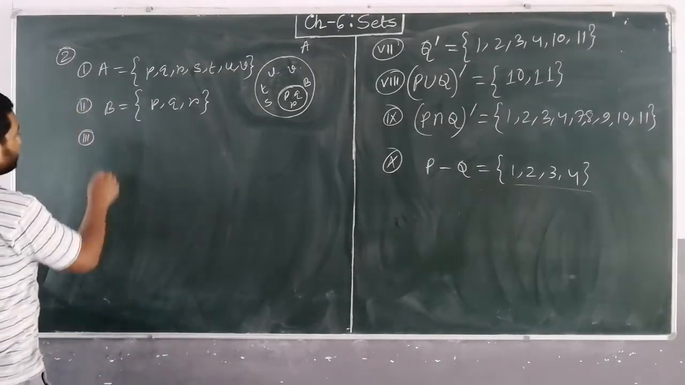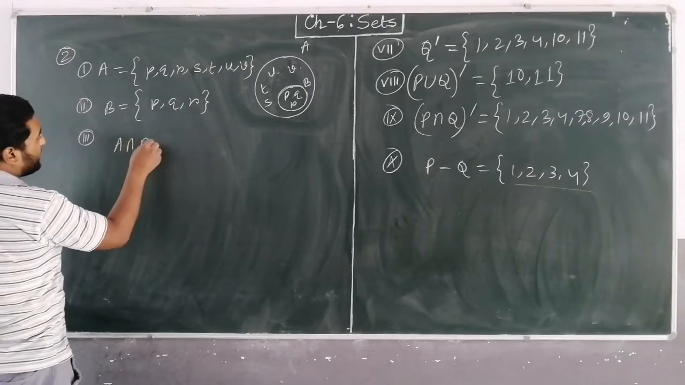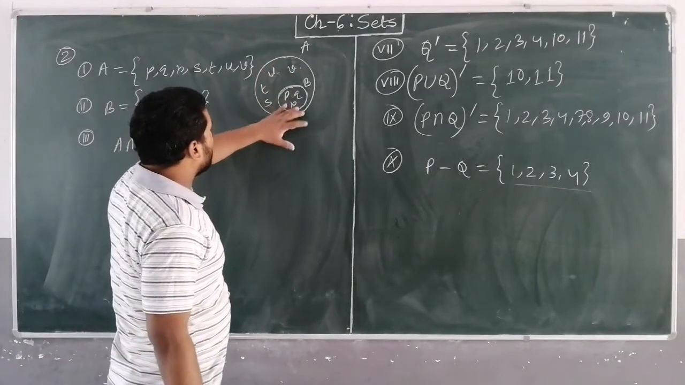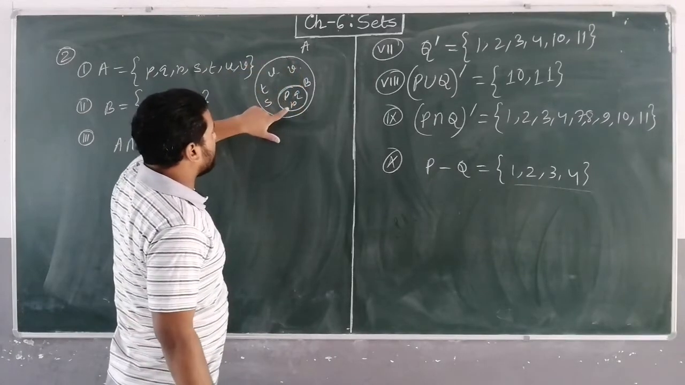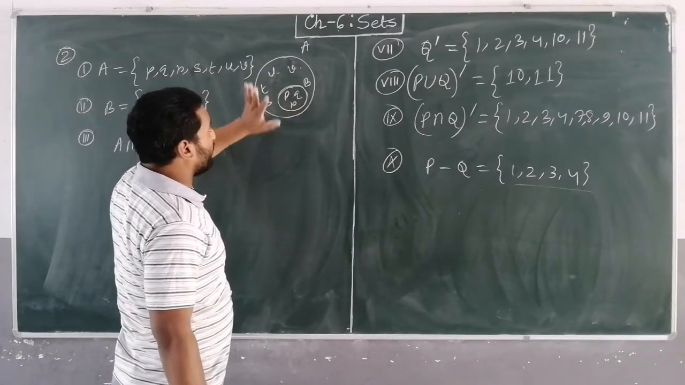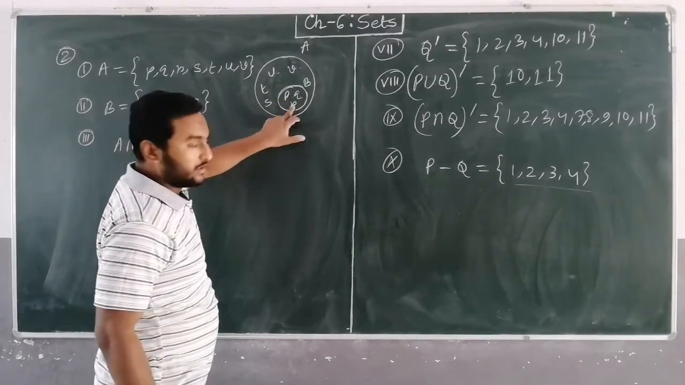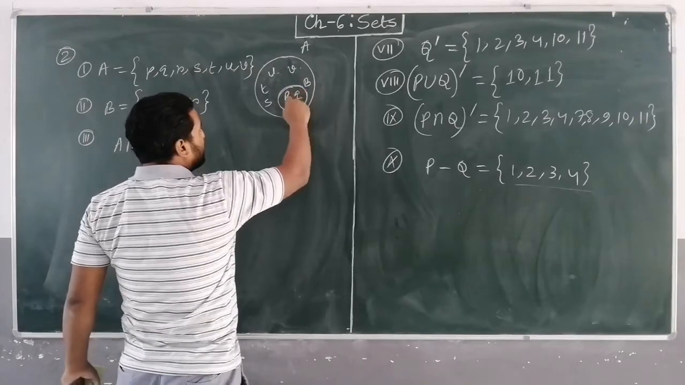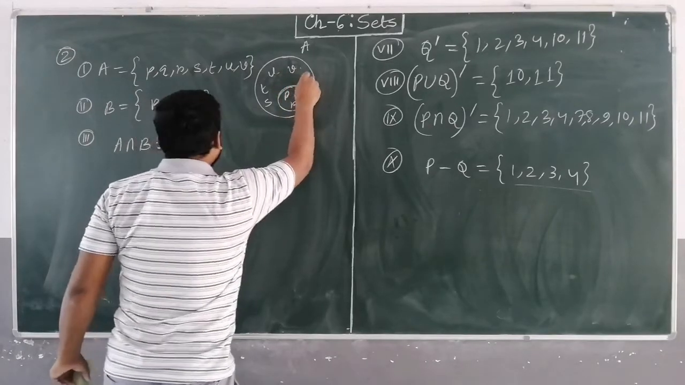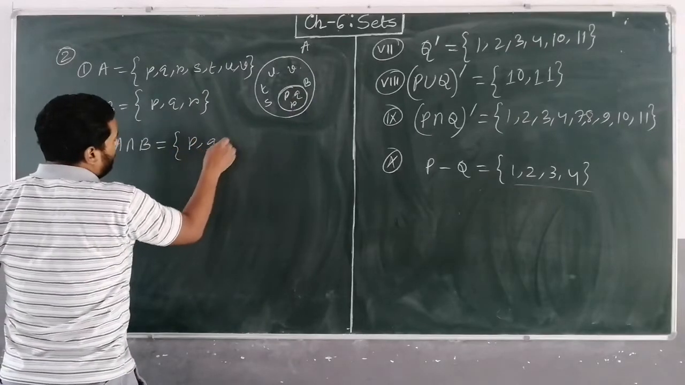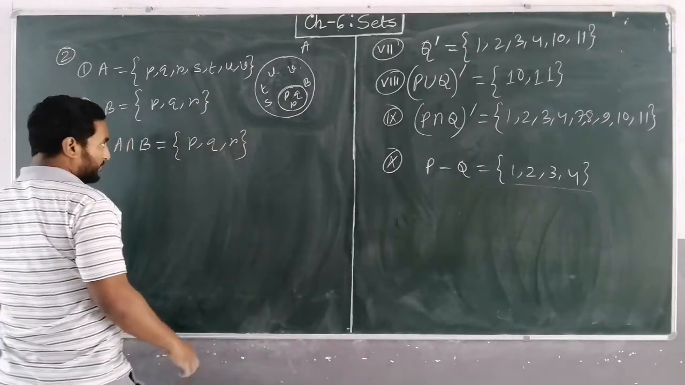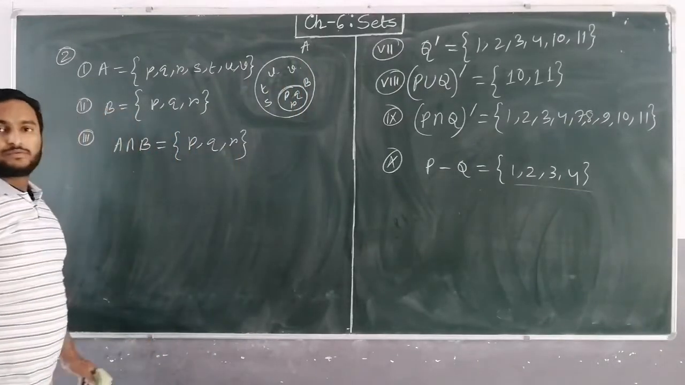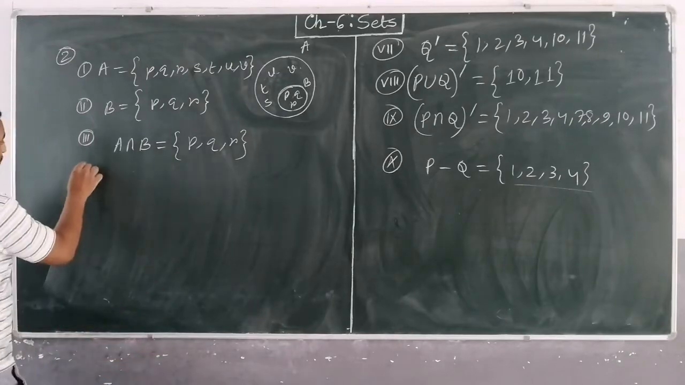Third part, A intersection B. In A, we have P, Q, R, S, T, U, V, and in B, P, Q, R. So which elements are common? P, Q, R. These are the elements of A as well as elements of B. So the common part is P, Q, R, because B is a subset of A, so all the elements belong to A.